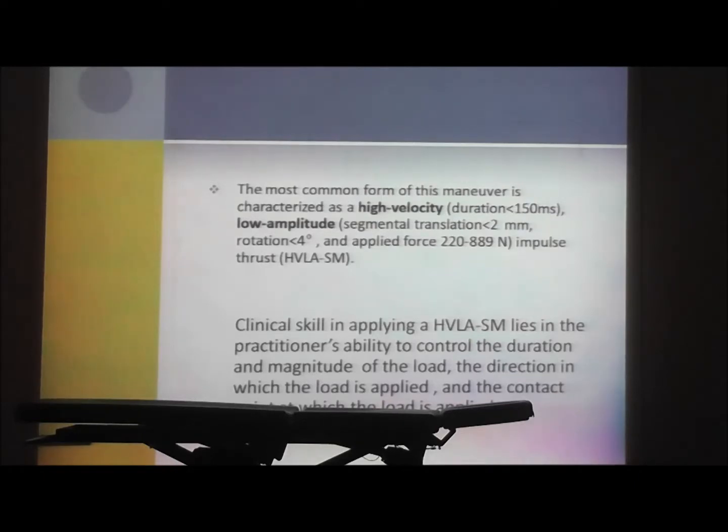Clinical skill in applying high velocity thrust spinal manipulation lies in the practitioner's ability to control the direction, the duration, and the magnitude of the load, the direction in which the load is applied, and the contact point at which the load is applied. I mean, if you want to do manipulation or mobilization for C3, C4, you should know where to put your hand. Is it on C3? Is it on C4? What is it exactly on the vertebra itself? That's why we go through anatomy and biomechanics to understand all this.